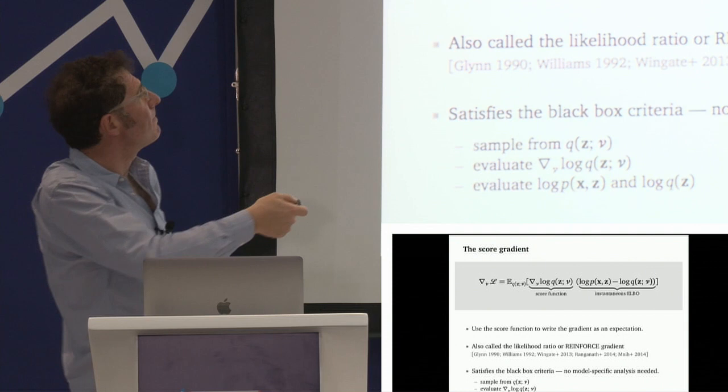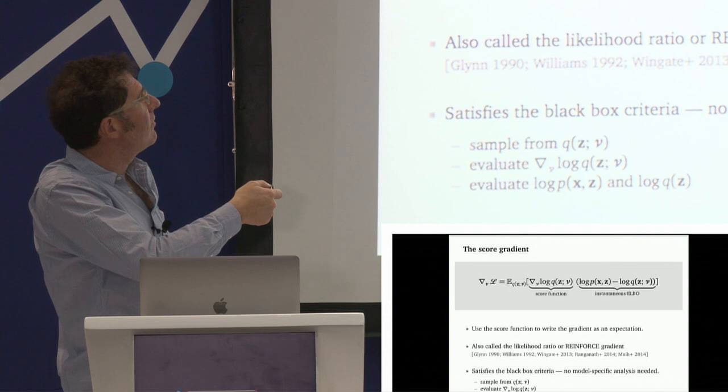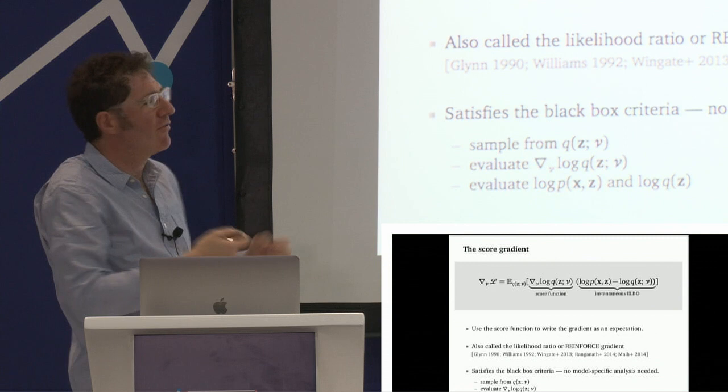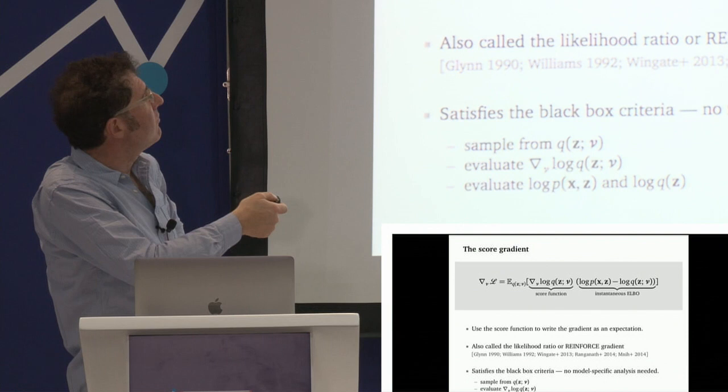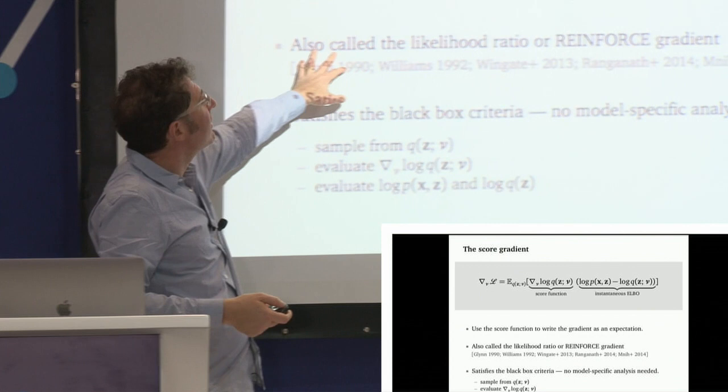Okay, so I call this the instantaneous ELBO. And that's multiplied by the score function. In statistics, this is called the score function. It's the gradient of the log of the density q with respect to the parameters nu. It's somehow like how sensitive is the density at point nu. So you multiply these two terms together and take the expectation with respect to z. And that gives you the gradient of the ELBO. This is also called the likelihood ratio or REINFORCE gradient. It's been invented multiple times through the years.